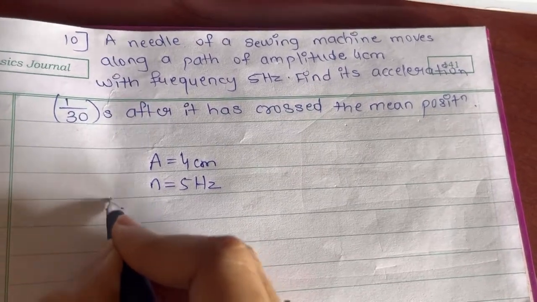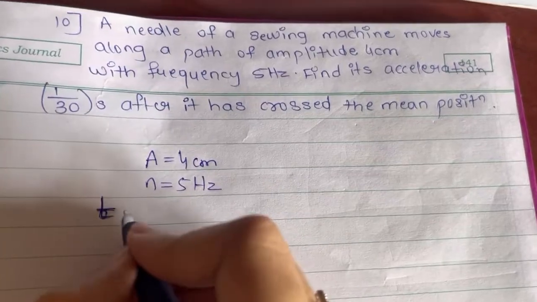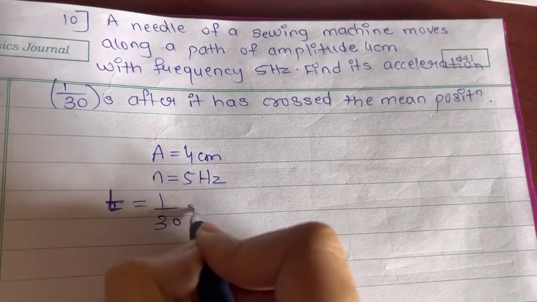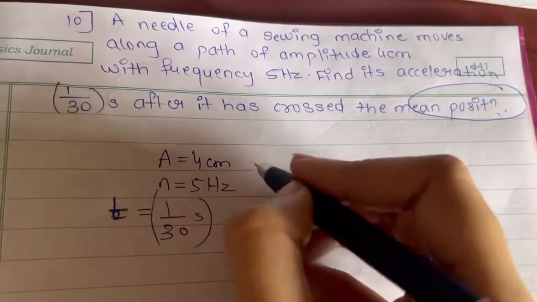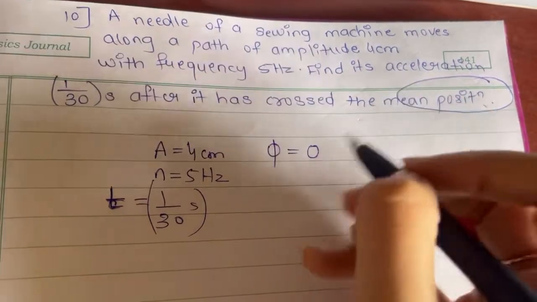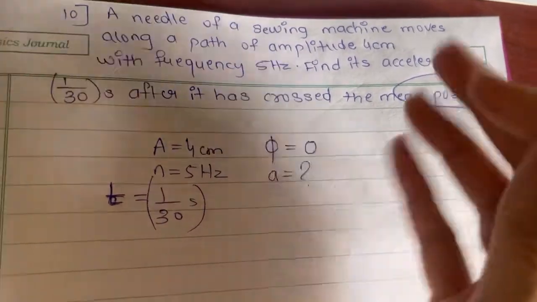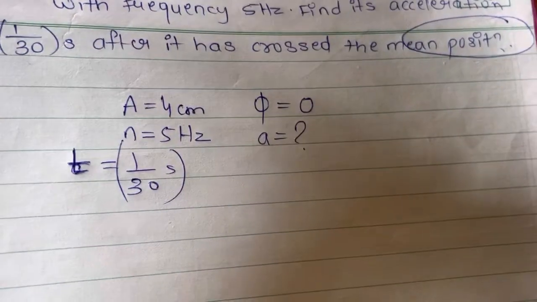The timing is given to you. The unit itself tells you what is given in the question. So 1 upon 30 seconds after it has crossed the mean position. For mean position, the value of phi is 0. They are asking you to calculate acceleration. So first we'll find out the formula and then we'll see what all things are required.